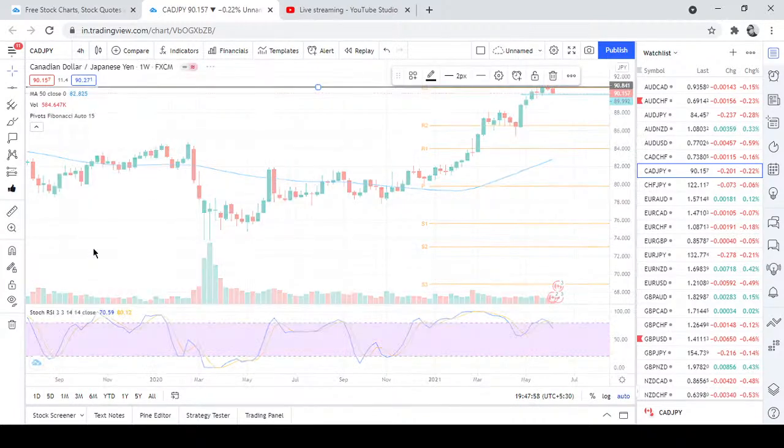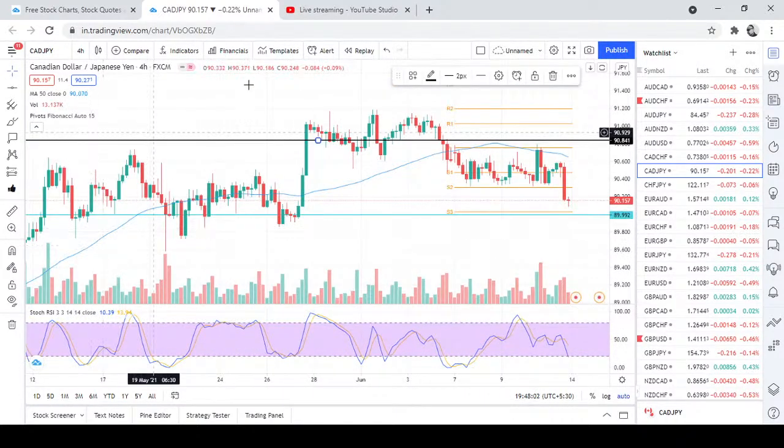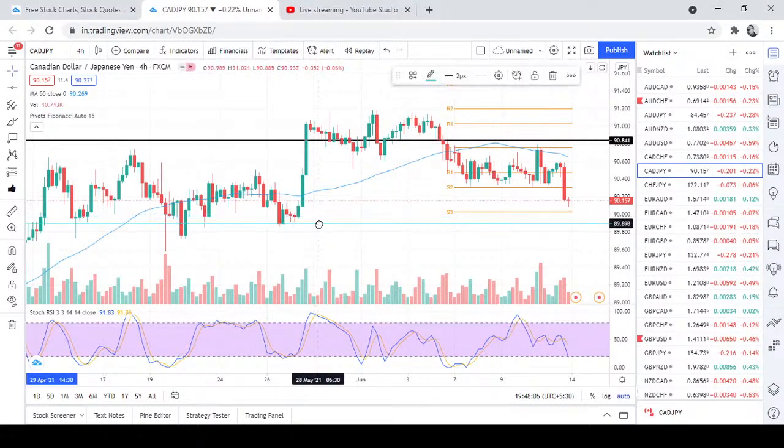Now let's switch to the 4-hour chart and see what we should do next. The strategy is kind of simple here. In your trading platform, draw a line like this, and this level is your support. This is your support and this is your resistance. And you can see that right now the market is trading here.